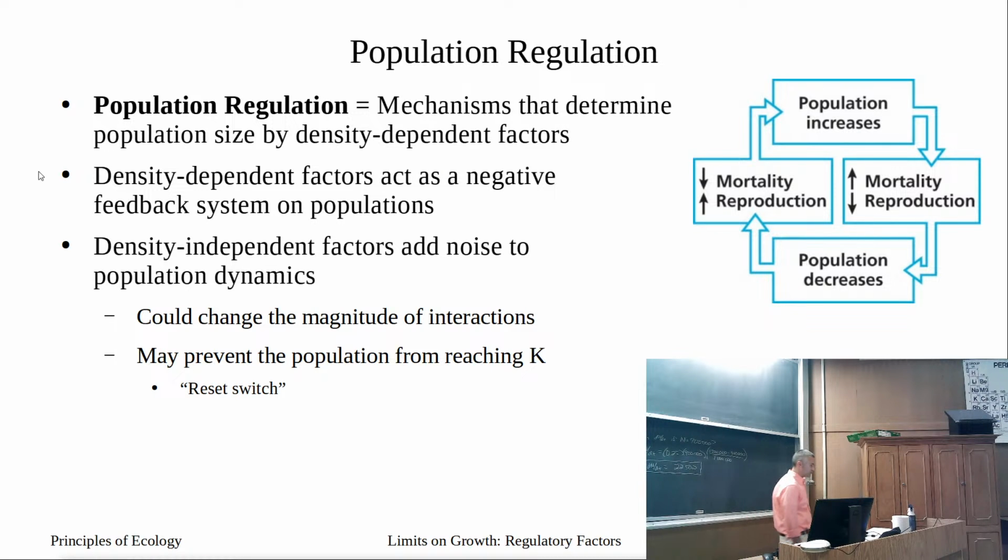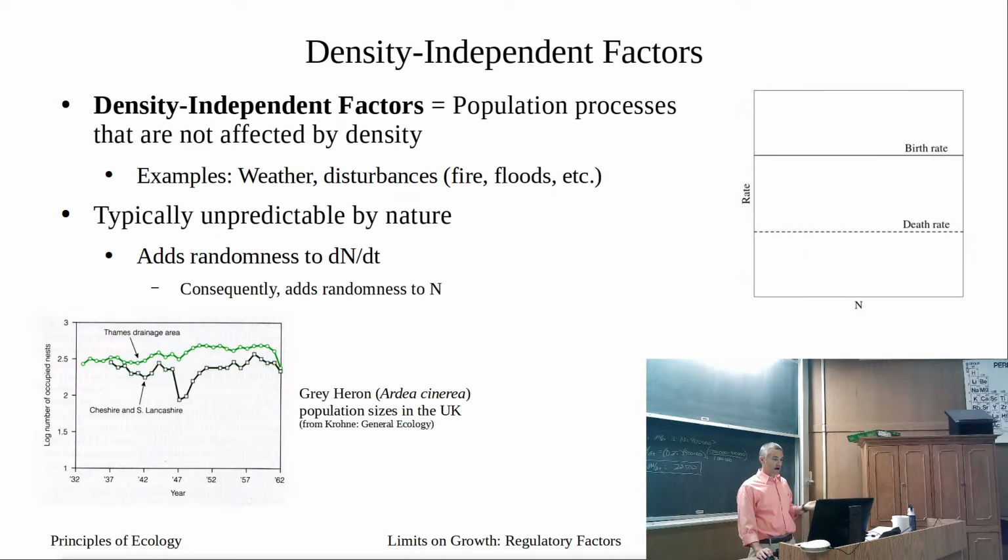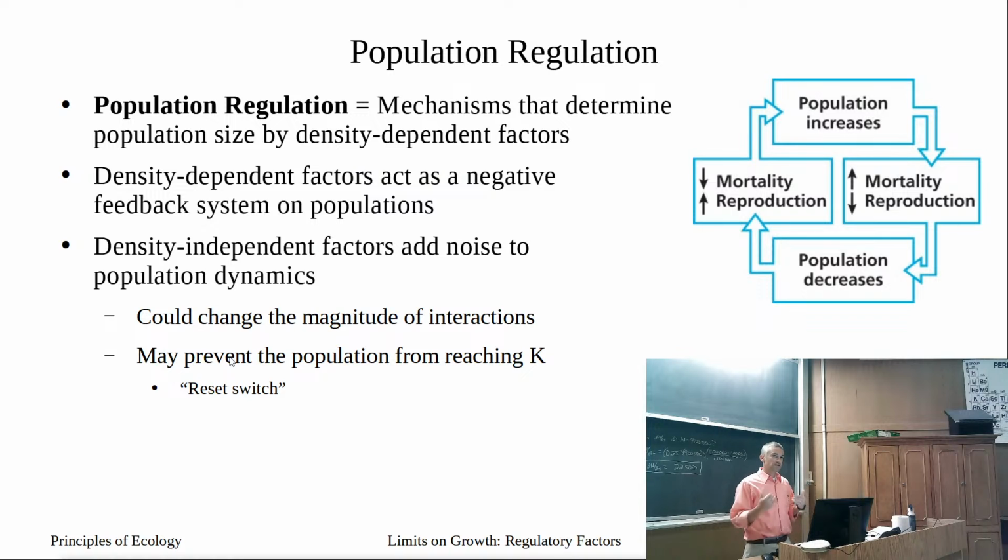So we've been talking about regulation. What is regulation? Population regulation is all of those mechanisms that determine our population size, and they do so through density-dependent factors. Now when we have regulation, we're going to control our population size, and it acts through our density-dependent factors. It's not our density-independent factors. Our density-independent factors add noise. Our density-dependent factors are the ones that regulate.